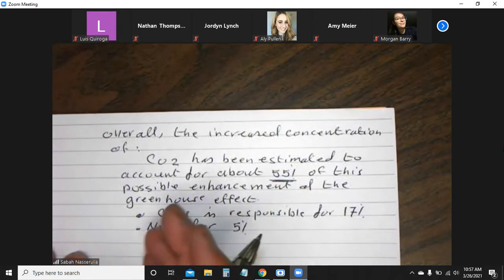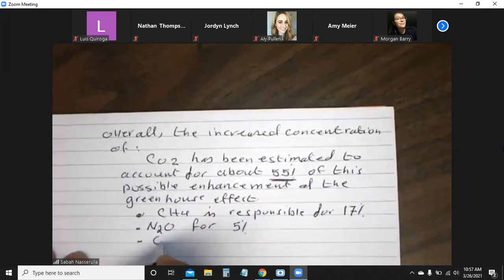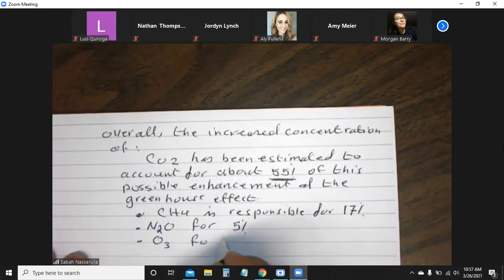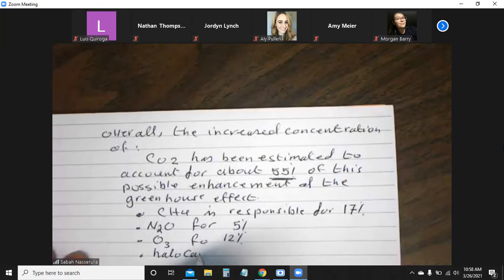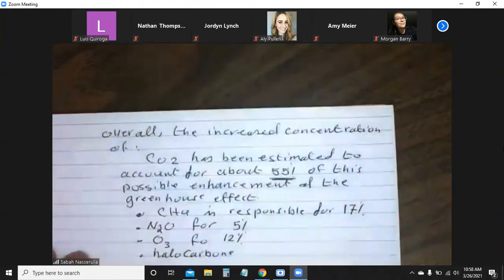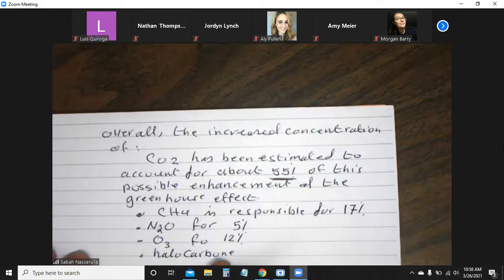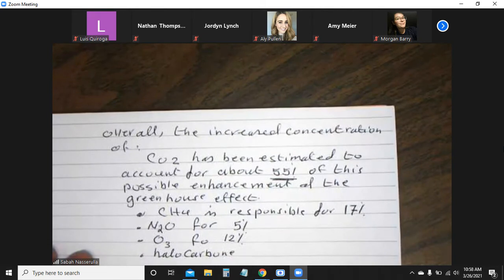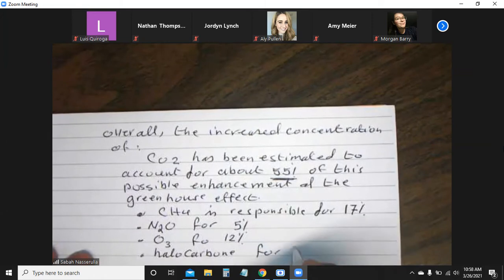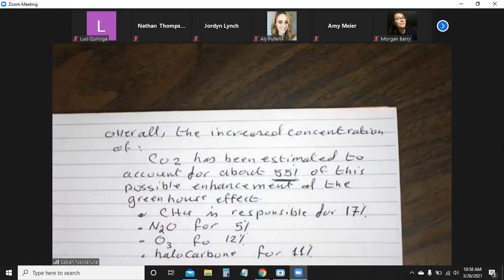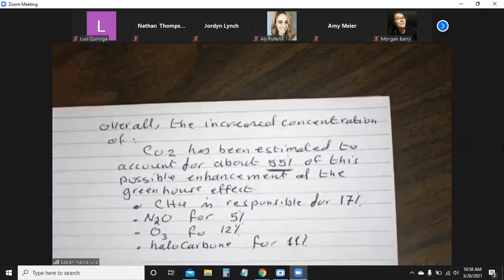Okay. The ground level ozone or the troposphere ozone, for 12%. And when I said the whole carbon, which is, I mean, of both, as a matter of fact, the CFC3, and also what you call the carbon tetrachloride, so that including both in this whole carbon. Basically, the whole carbon for 11%. Okay. You follow that?